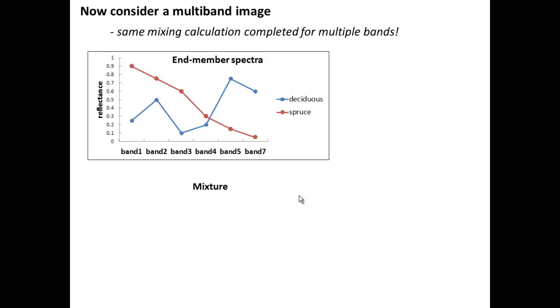So now, let's consider a multi-band image. In that last example, we only had one band, right? In a multi-band image, we actually have end member reflectance values for each band. So we have a reflectance in band 1, reflectances in band 2, 3, and so on. So effectively, instead of setting up just one mixing equation, we're now going to set up 6 different mixing equations, one for each band.